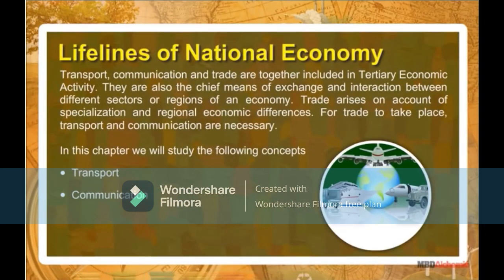Transport, communication and trade are together included in tertiary economic activity. They are also the chief means of exchange and interaction between different sectors or regions of an economy. Trade arises on account of specialization and regional economic differences. For trade to take place, transport and communication are necessary. In this chapter, we will study the following concepts: transport, communication.